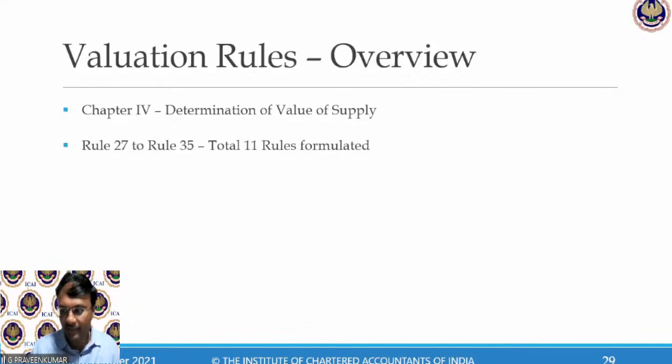Now, having understood section 15, which talks about your value, from there we go on to the valuation rules, where right from rule 27 till rule 35, some rules have been formulated for us to understand and examine how a particular issue can be addressed when there is a failure of the transaction value.